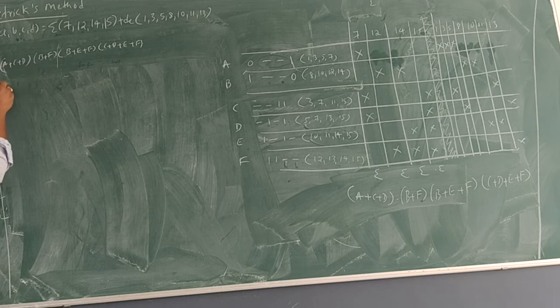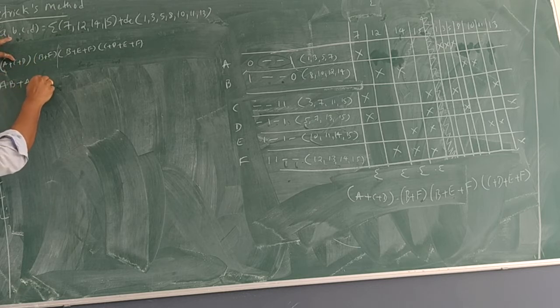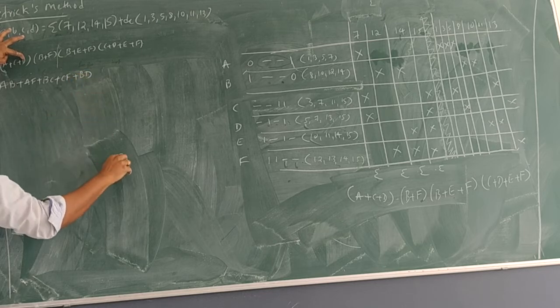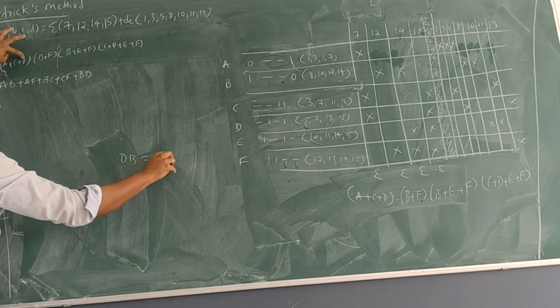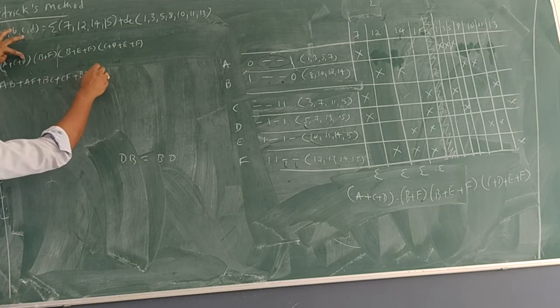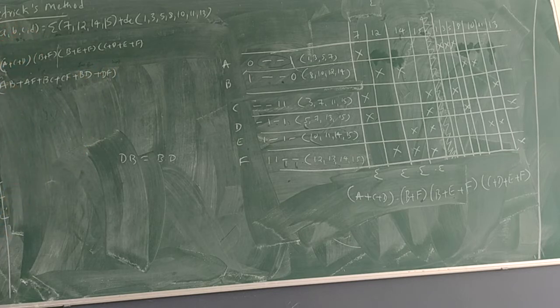Okay, so A into B, next plus A into F, that finishes with respect to A. Then C into B, which I write as BC, C into F, plus D into B, I write it as B into D, because DB is equal to BD. Next, D into F. This is the expansion of the first two.